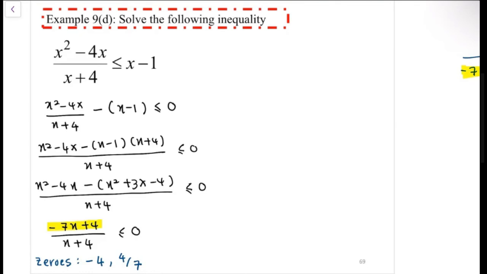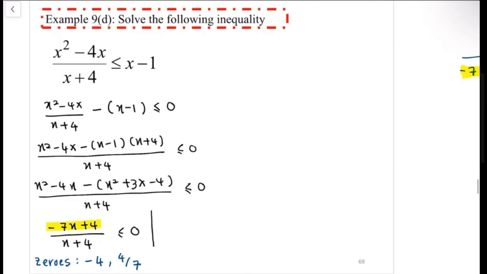So here saya terus tukar jadi positive factor. So dia akan jadi 7x minus 4 over x plus 4 greater or equal to 0. Kita hanya tukar bahagian atas sahaja. Bahagian bawah tak terlibat. But because it's involved inequality, that's why kita kena terbalikkan sign juga. Okay. So dia dah jadi positive factor yang cantik. Zeros tak effect.